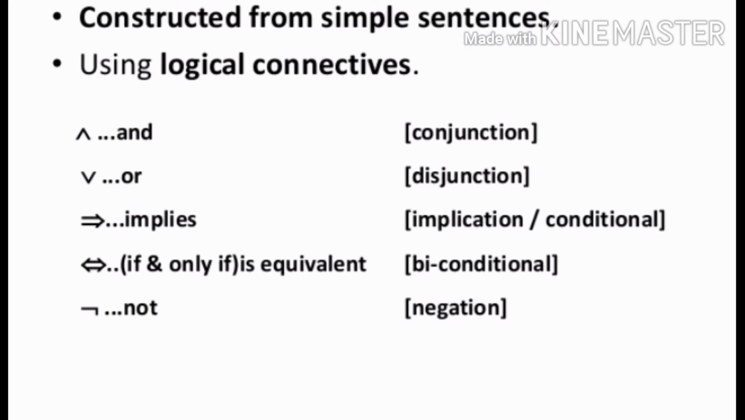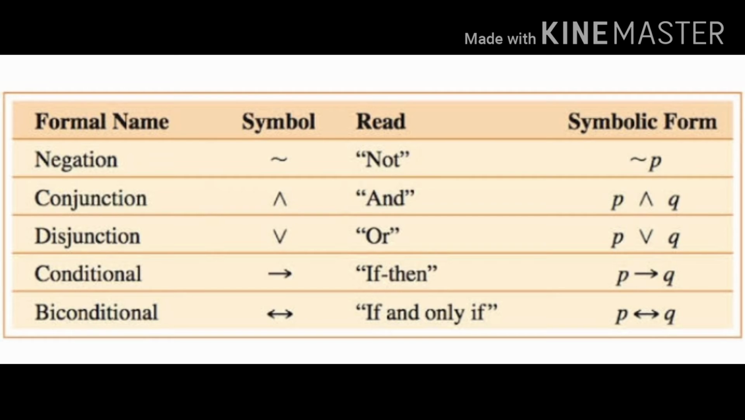Here I will give you one table in which different types of connectives, their symbols and descriptions are given. There are five types of connectives, that is and, or, not, if then, if and only if. Our first connective is and, which is also called conjunction, and it is denoted by this symbol. It combines two statements by using the connective and it is called the conjunction of two simple statements.